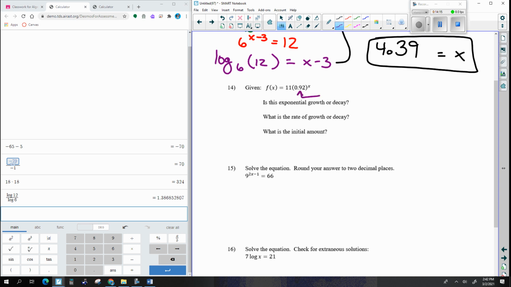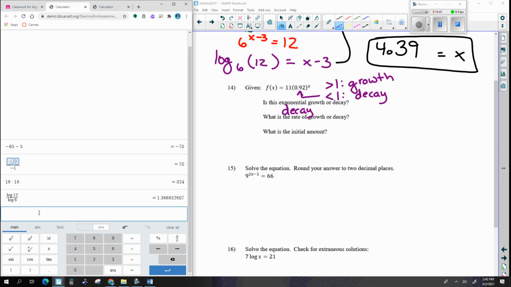Growth and decay is determined by this. If it's bigger than the number 1, that's growth. If it's less than the number 1, then that means it's decay. How far it is away from that 1 is the percentage. It's the rate. So I see that this is decay.